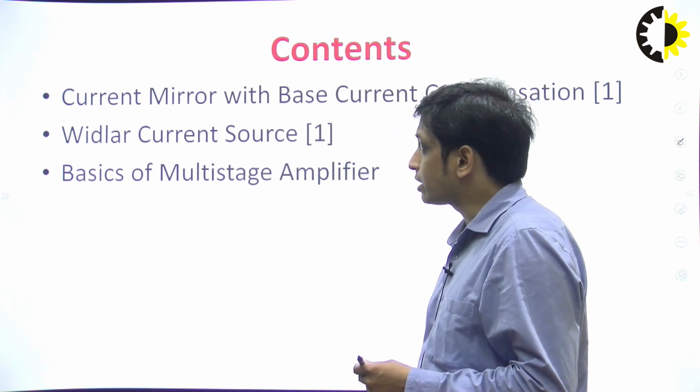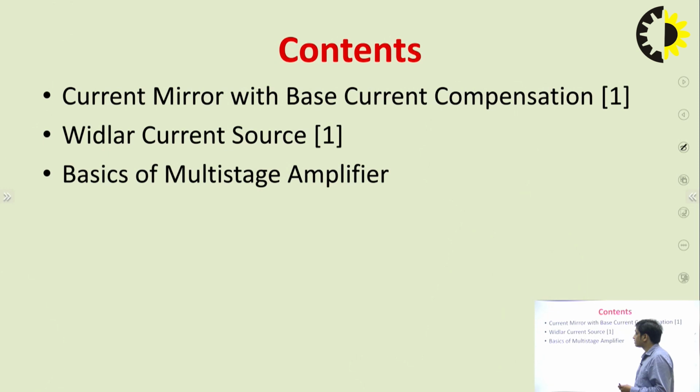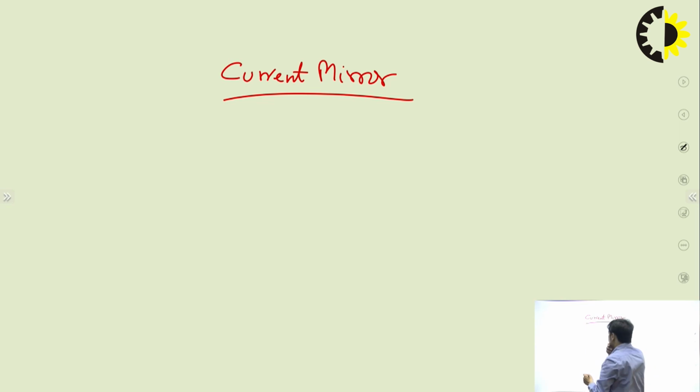So before starting the current mirror with base current compensation, let's first quickly review the basics of current mirror circuit. As the name suggests, current mirror is a circuit in which the output current is the mirror of the input current. It means that I out will be equal to I in. That is a current mirror circuit.